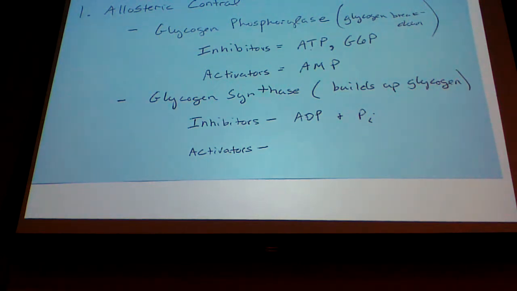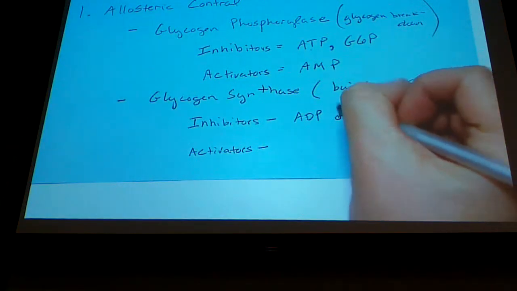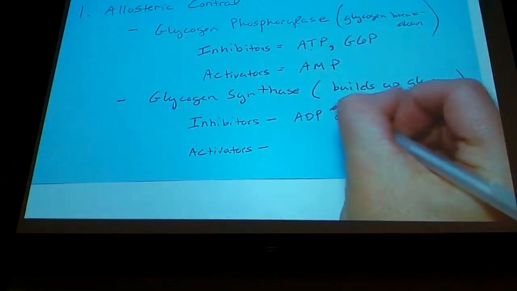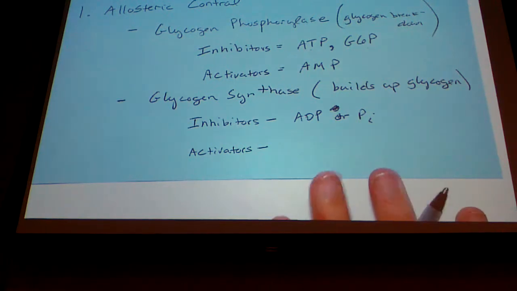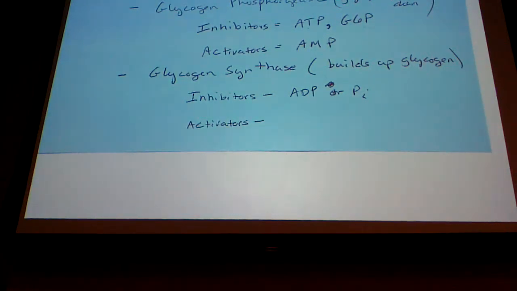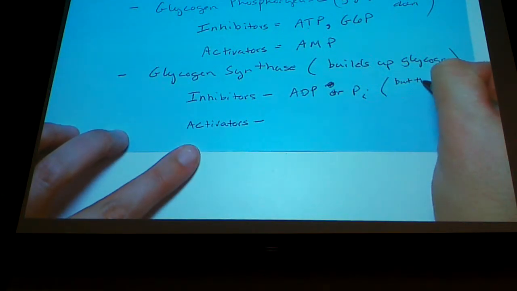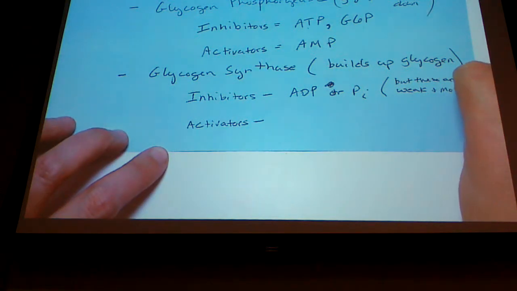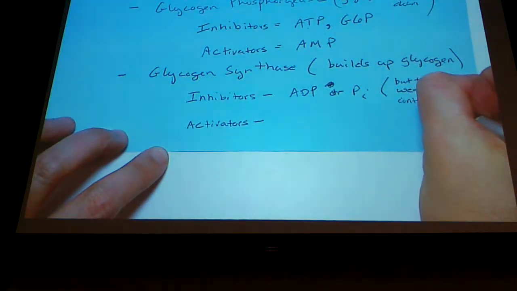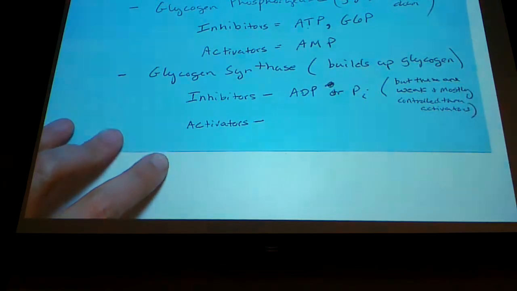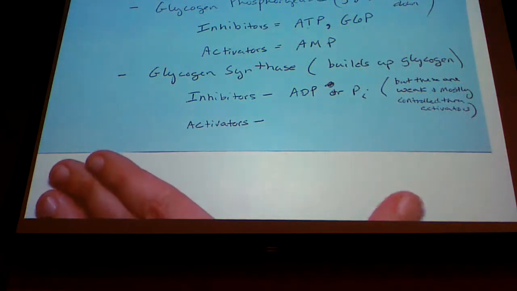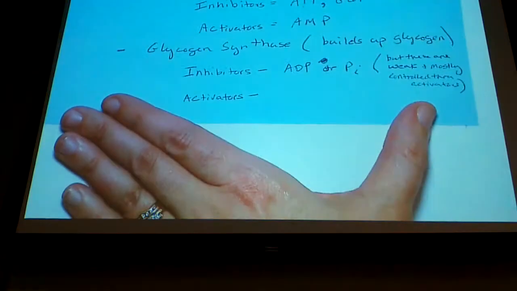Do they have to be together? No, they're both allosteric inhibitors of the enzyme. I don't think you need both of them. But I'm going to put there that these are weak, and it's mostly controlled through activation. So it's more the presence or absence of activators than it is through the presence of inhibitors.